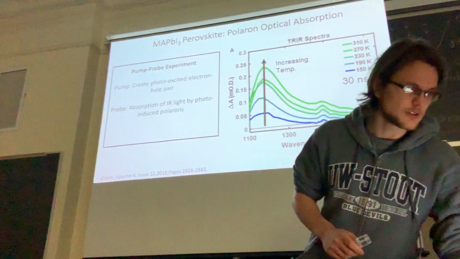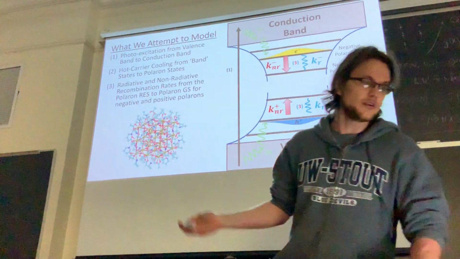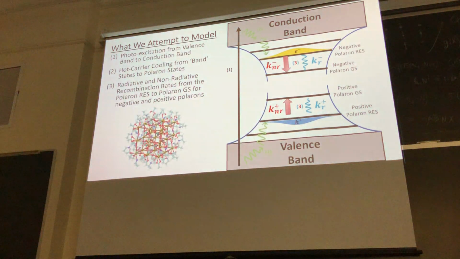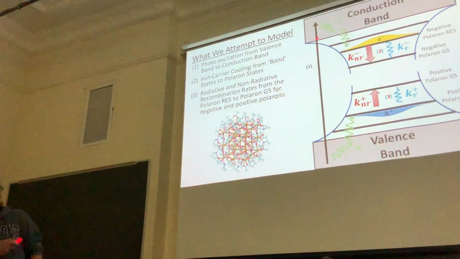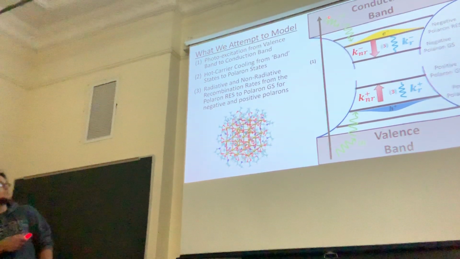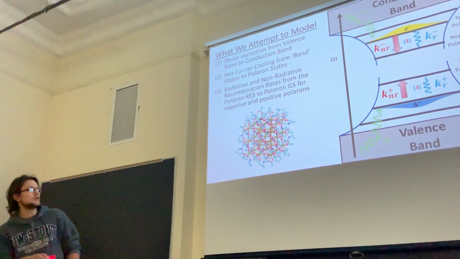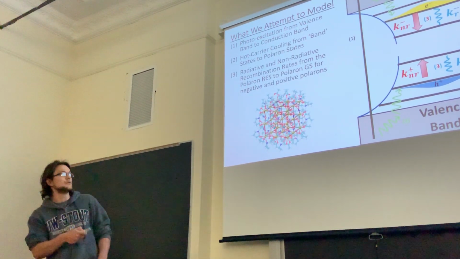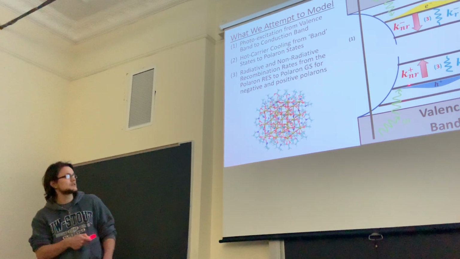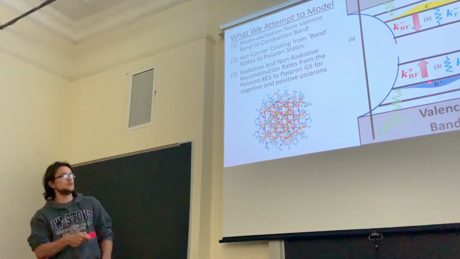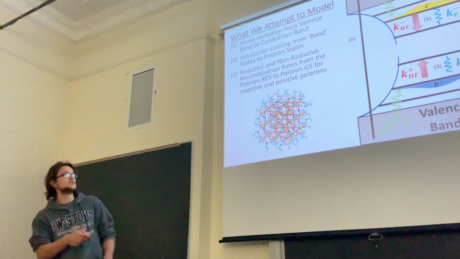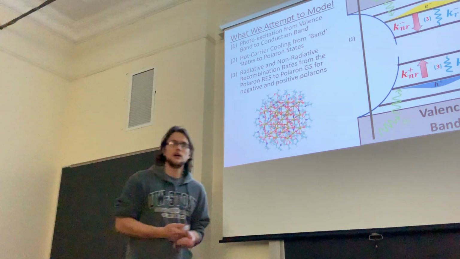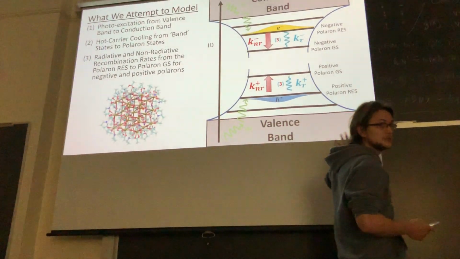And so the next slide outlines, based on everything that we've done over here, what we're trying to model for the dynamics of these systems. In our atomistic model, what we want to do is model the photoexcitation from the valence band to the conduction band, and monitor the carrier cooling to what's usually called in the literature the polaron relaxed excited states. And you can have two different things: an electron, or negative polaron, and a positive polaron. Once they relax to these relaxed excited states, we want to determine the non-radiative and radiative transitions between the relaxed excited states and the polaron ground states. So this is our end goal for what we want to model.